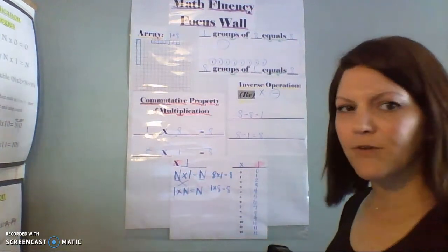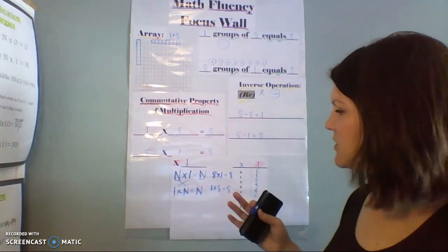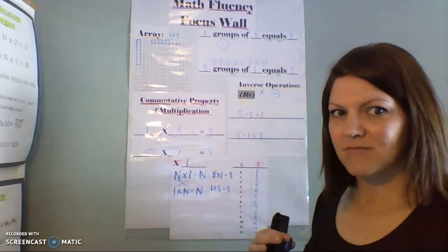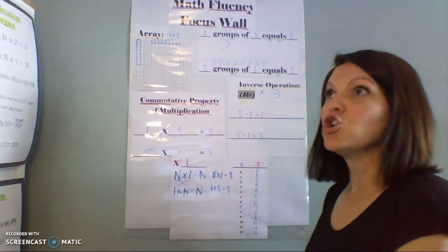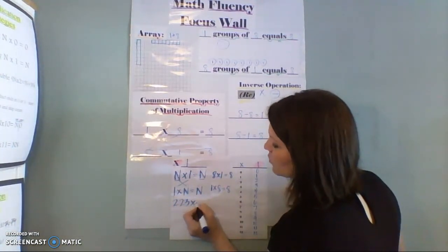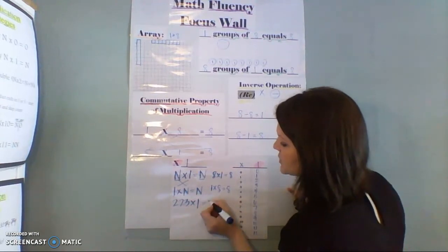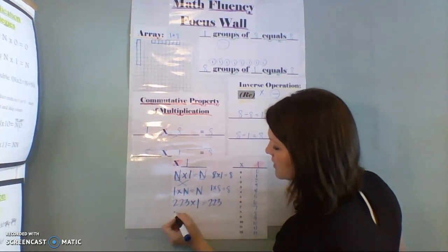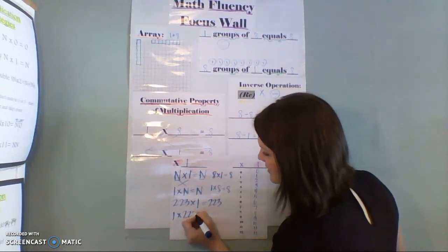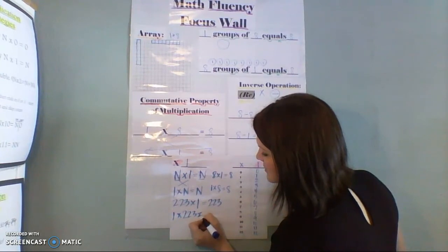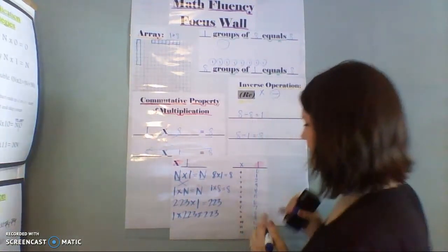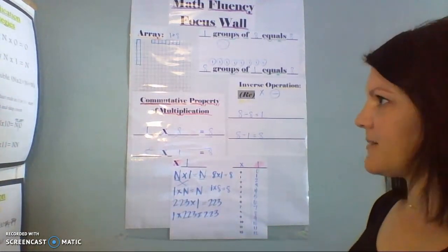And this is a time for you just to think about all the different numbers you could multiply times 1 and practice it. So, for example, I could say 223 times 1 equals 223. Or 1 times 223 equals 223. Okay? So that's going to be our strategy for times 1.